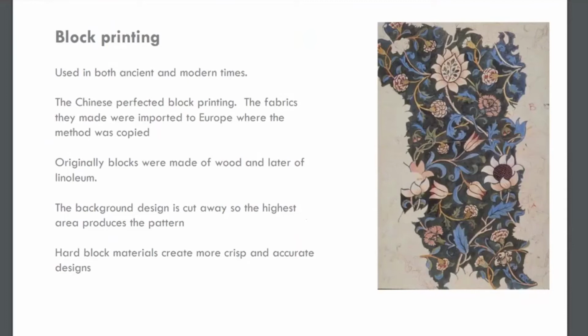It was the Chinese that perfected block printing. The fabrics that they made were imported to Europe, where the method was copied. So if you've heard the term chinoiserie, kind of the European version of Chinese design, they were just fascinated with Chinese block prints. There was just a Chinese craze that went on, beginning once China opened up its boundaries to the West. And Europe was just fascinated with these Chinese block prints, and it influenced design. So originally blocks were made of wood and later of linoleum.